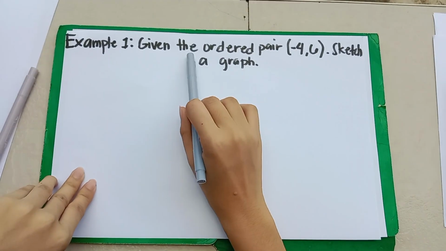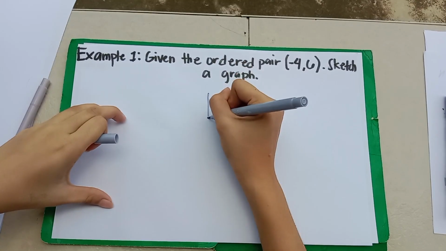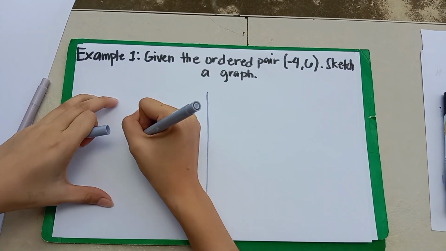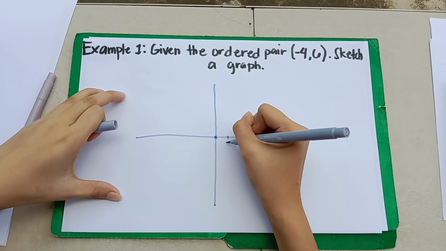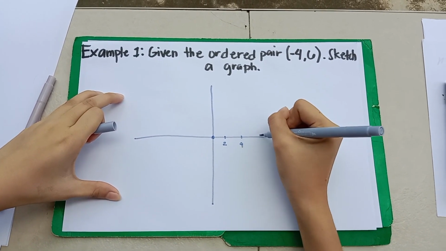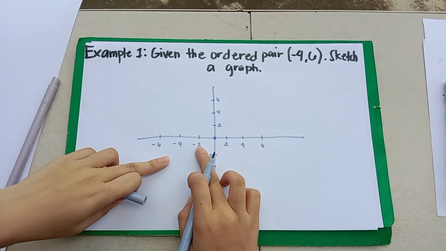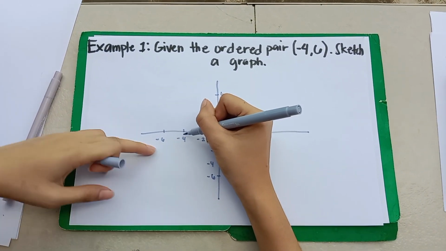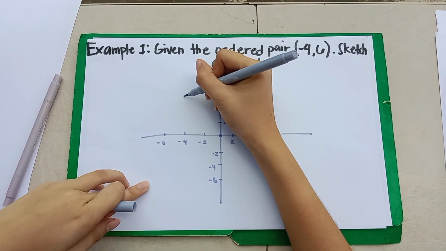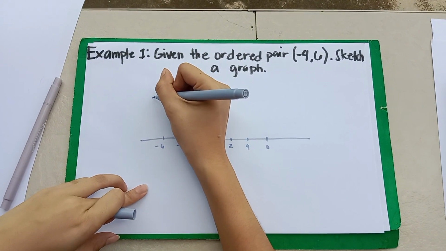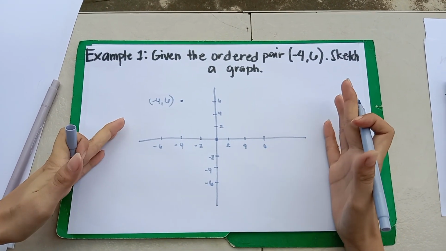So example number 1. Given an ordered pair, -4 and 6, sketch a graph. So let's create our Cartesian plane. This is our origin, and we are going to label the Cartesian plane. For our x, we have here -4. Start at the origin and look for the -4. So here is our -4. And our y is +6. Move upward and look for +6. So this is how we graph the ordered pair -4 and 6.